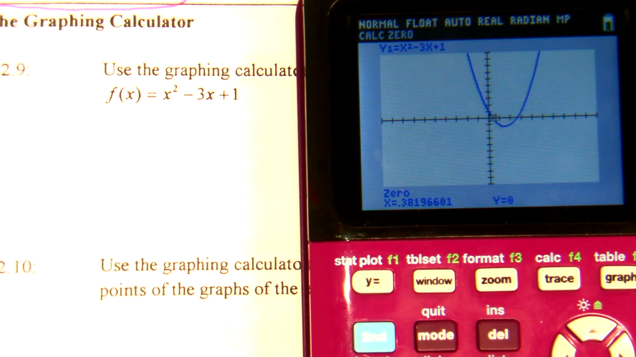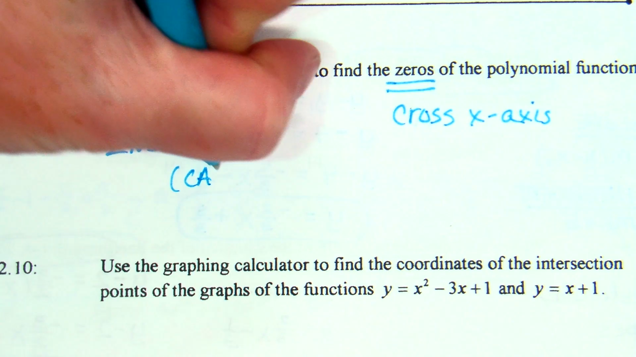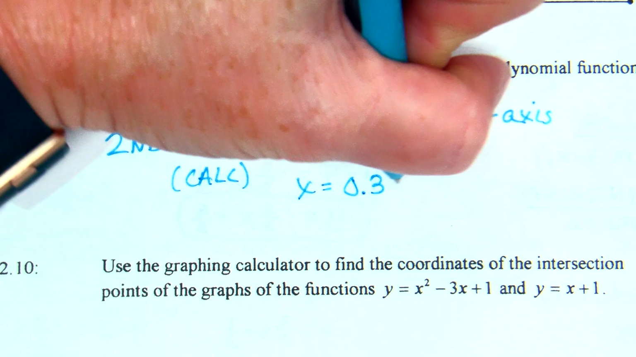Okay, so you use second trace or second calc, however you think about it. And then you went to zeros, which is in your menu. One of your answers, 0. If I go 3 decimal places, that's 0.382, right? If you round it appropriately. Did you get your other one?